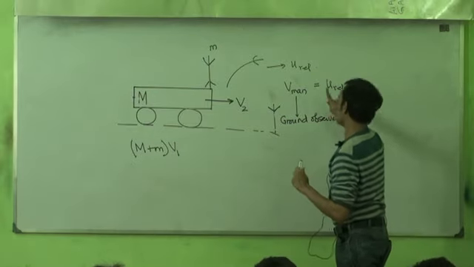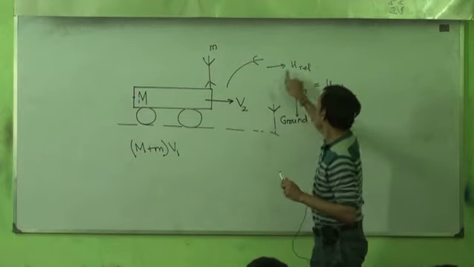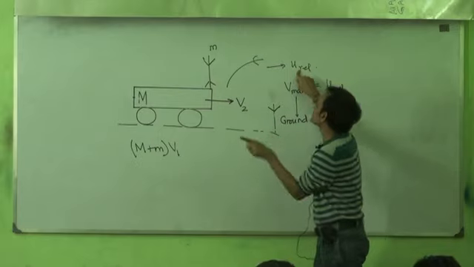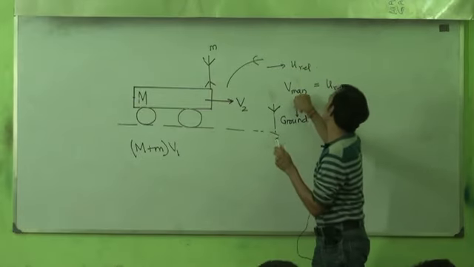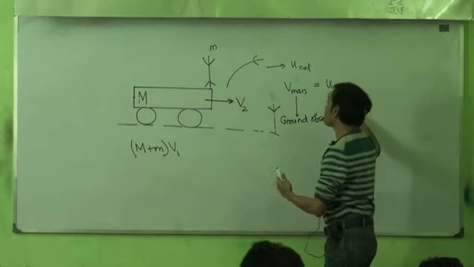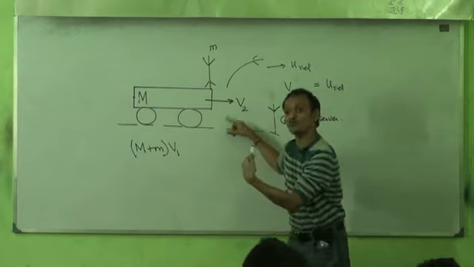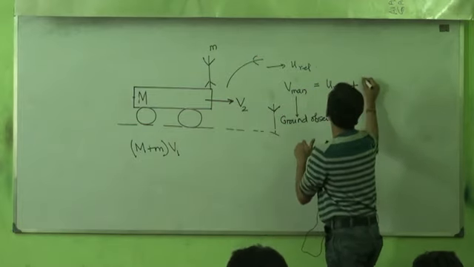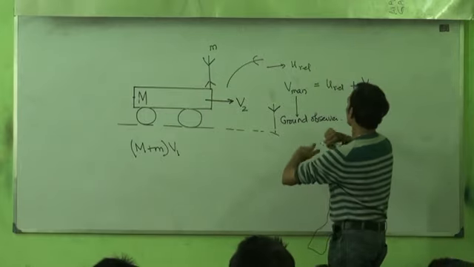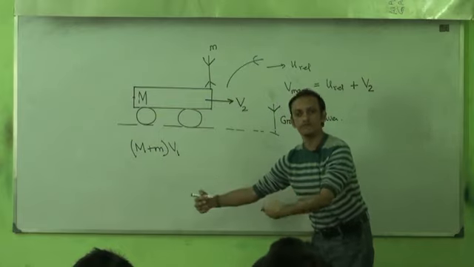Now, given this as the velocity of the trolley just after the jump, urel as the relative velocity of man with respect to the trolley, what would be the absolute velocity of the man just after the jump? Relative velocity plus velocity of the observer. What's the velocity of the observer? v2. Right, okay. Now we are ready to execute conservation of linear momentum.